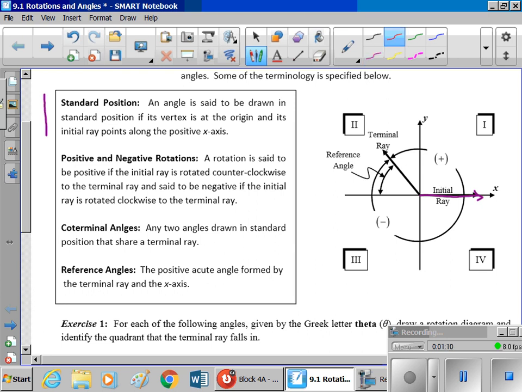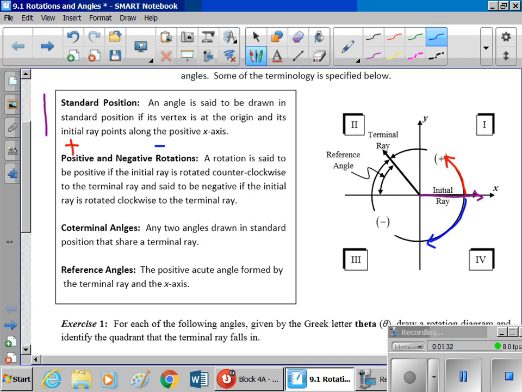A positive rotation is going to be counterclockwise this way. And a negative rotation is going to be clockwise this way. This might seem a little bit unintuitive, but it's just what everyone agreed on, and so we stick with it.